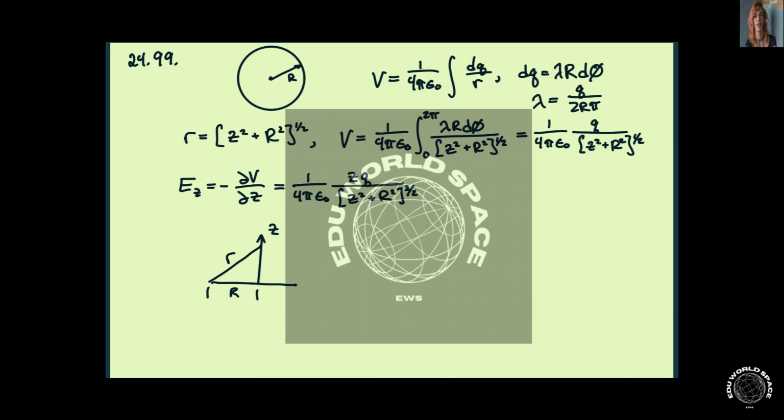And the electric field is obviously a vector. This is the z component of the electric field, and we can see that it's positive up above and negative down below. Okay, I think that's all there is to really say about this one.